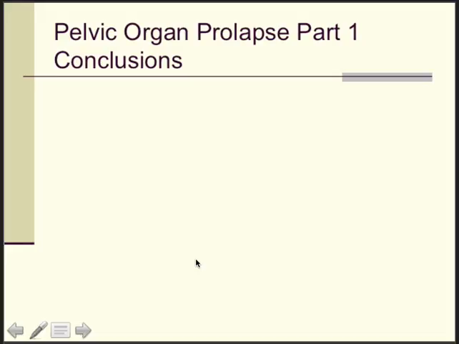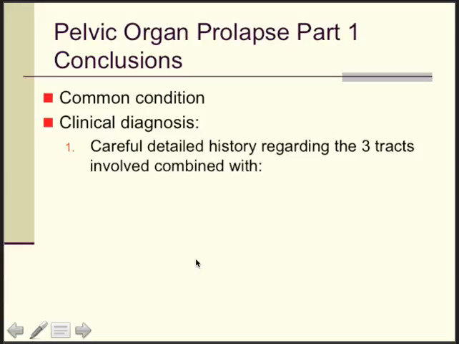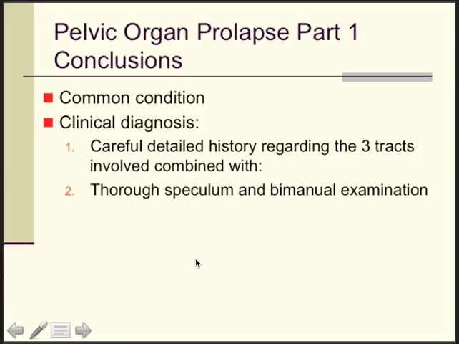Conclusion of pelvic organ prolapse part 1. It's a common condition. The exact prevalence is not known, but it's common. It's probably 1/4 to half of all women beyond 50 years of age. The diagnosis of pelvic organ prolapse is a clinical diagnosis. Firstly, we need to be able to take a detailed history regarding the 3 tracts involved and combine that with a thorough speculum and bimanual examination.